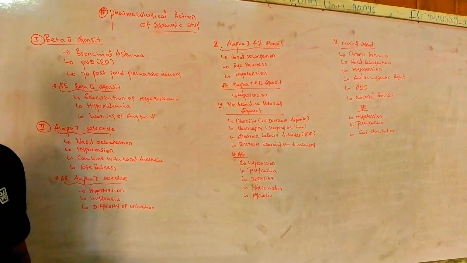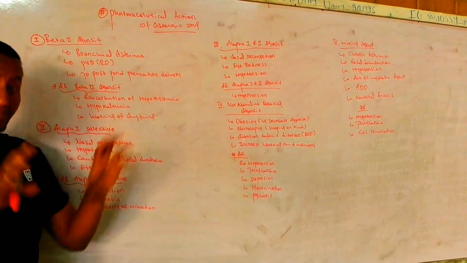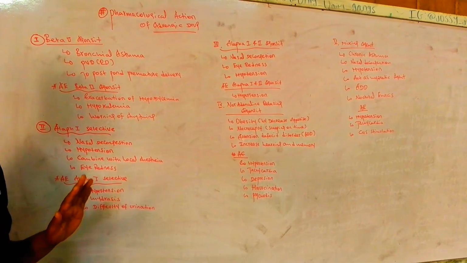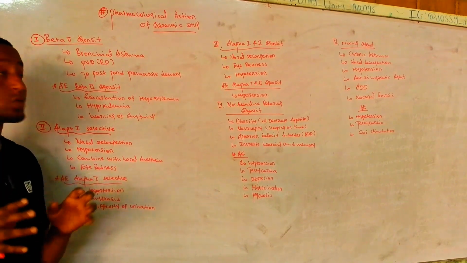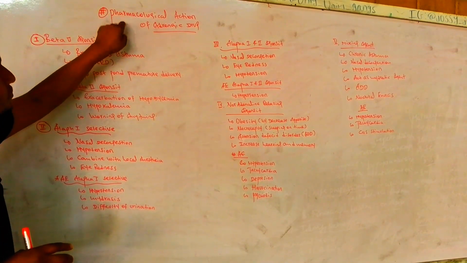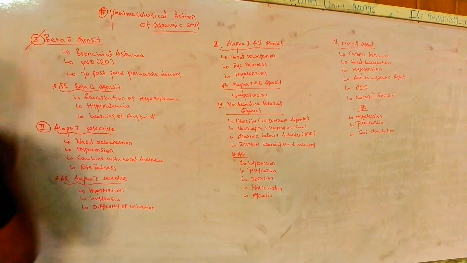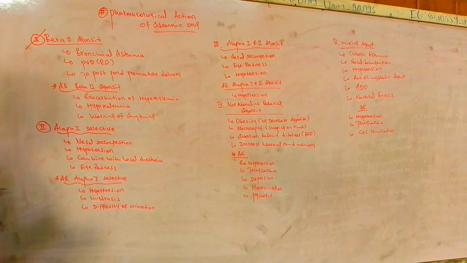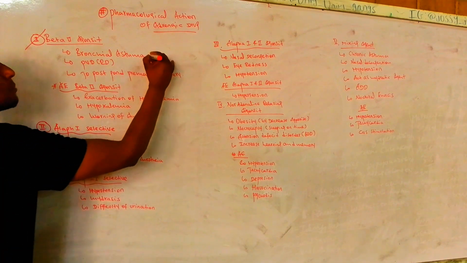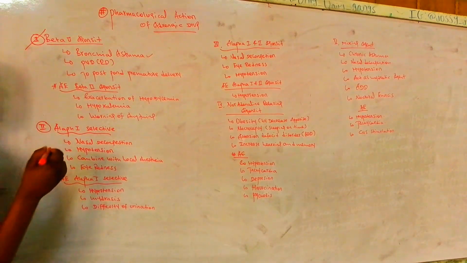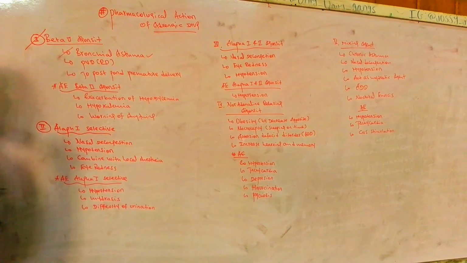So what are the pharmacological actions of adrenergic drugs? Previously we talked about the classification of adrenergic drugs. Now, after seeing the classifications, what are the pharmacological actions? The first one is beta 2 agonist. Beta 2 agonists are drugs that are important for treating bronchial asthma.